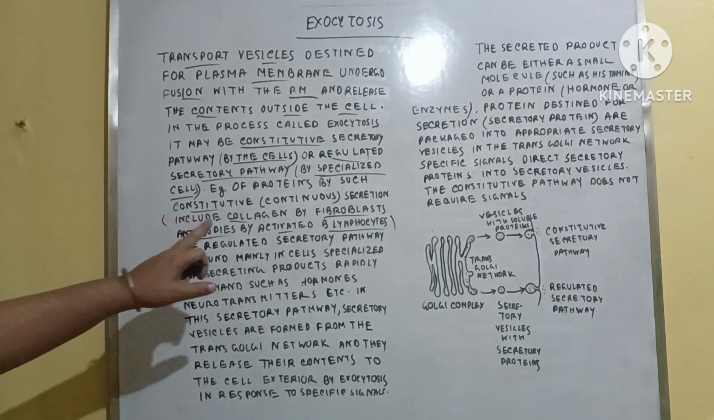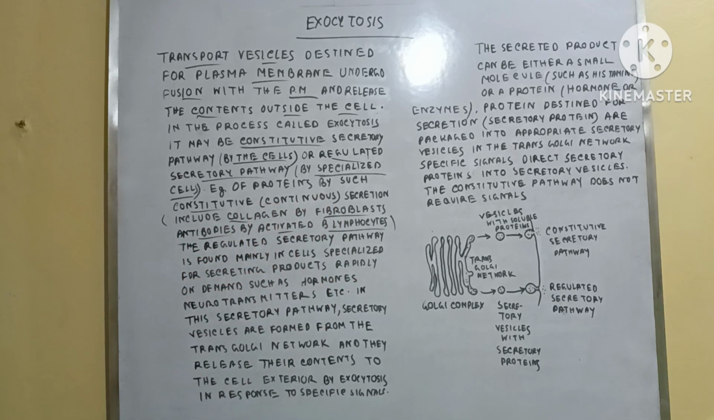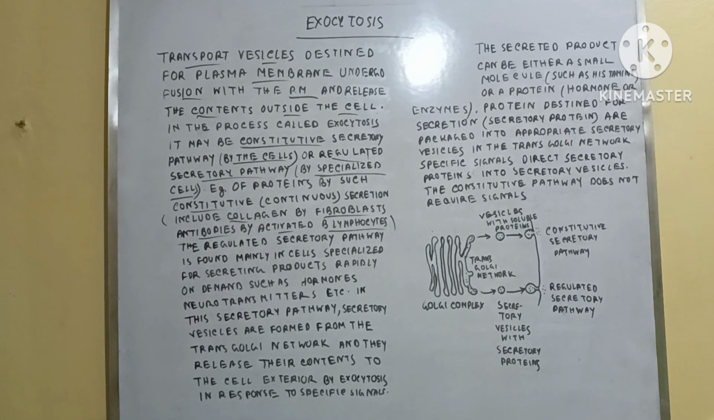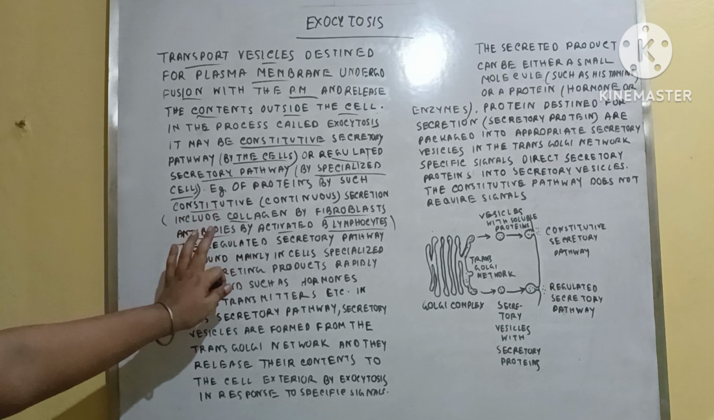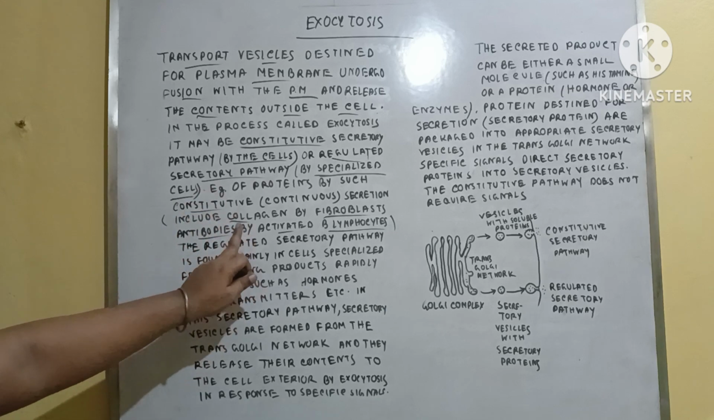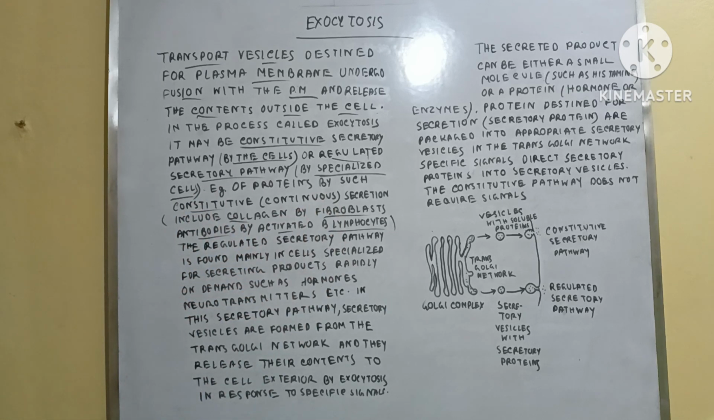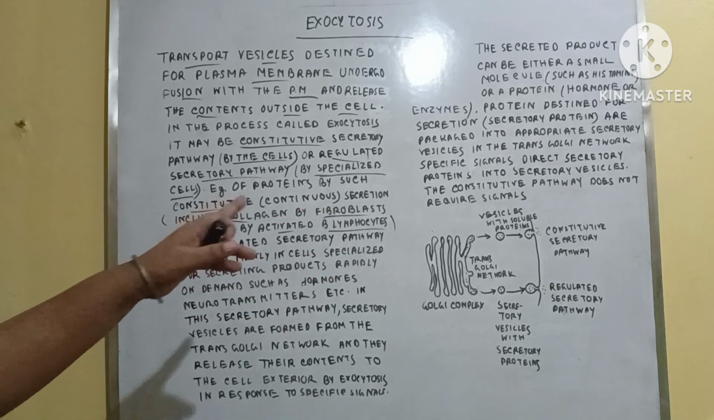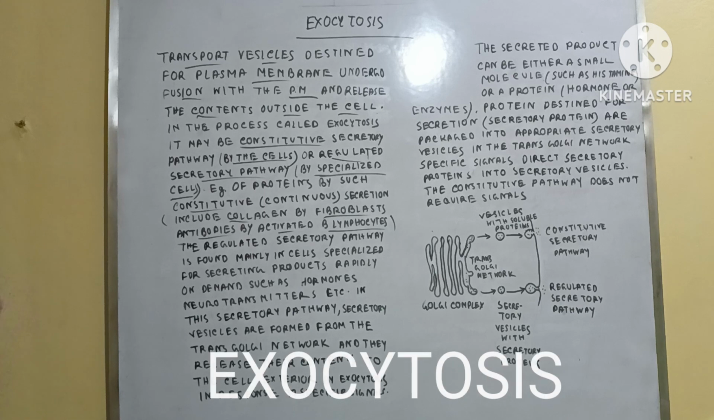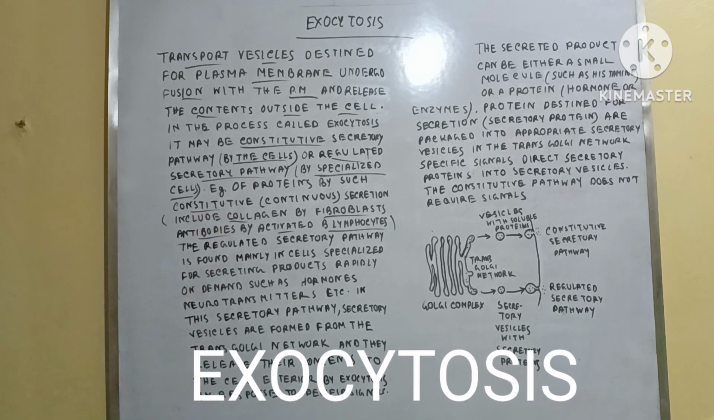So the first one, collagen by fibroblasts, is one example of continuous secretion, and another example is antibodies released by activated B lymphocytes, because only activated B lymphocytes tend to release antibodies.